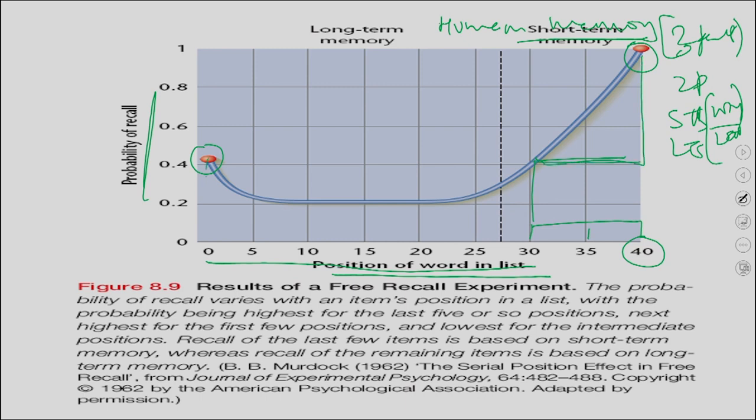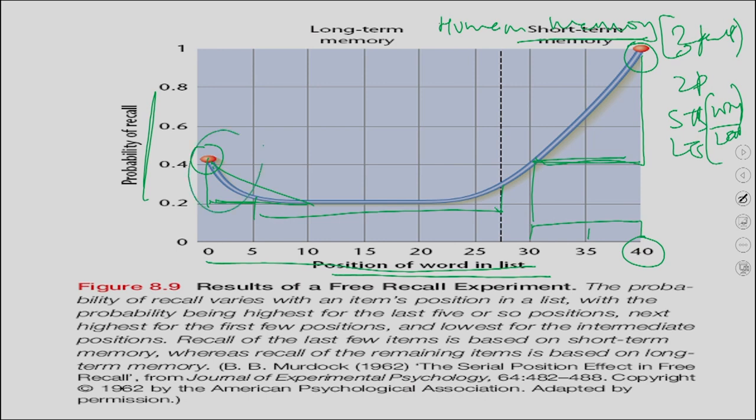And if you look at the slope of the curve for items 1 to 5, we have taken 20 items, so let's take a 20 item curve, and the slope is generally higher. But look at the items in the middle of the list. The chances of them being recalled is very low. So what is happening now?